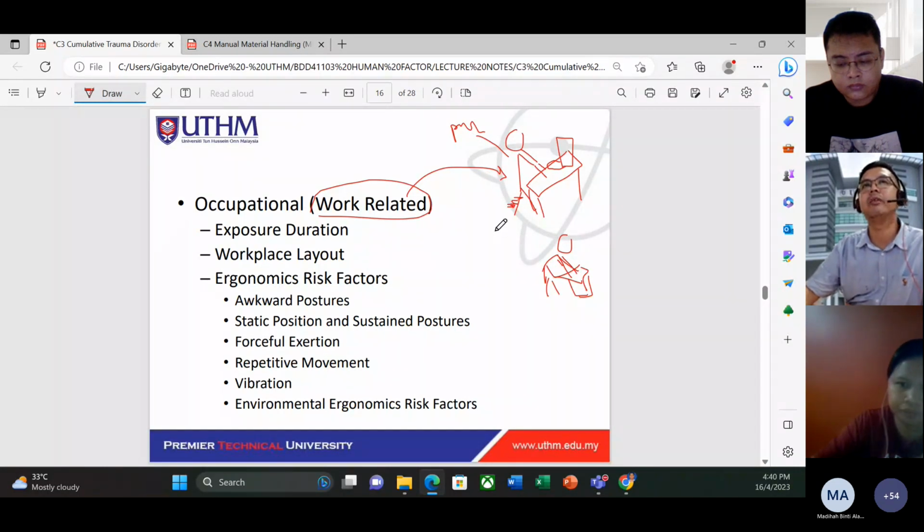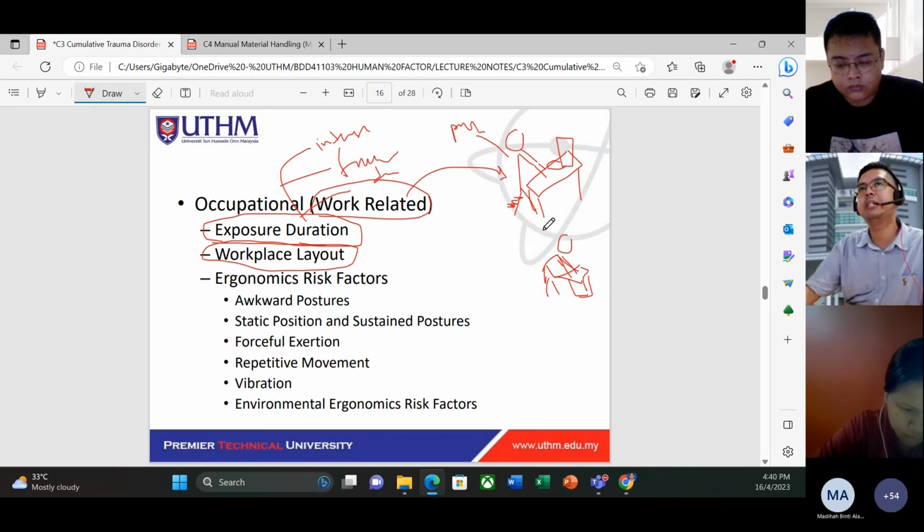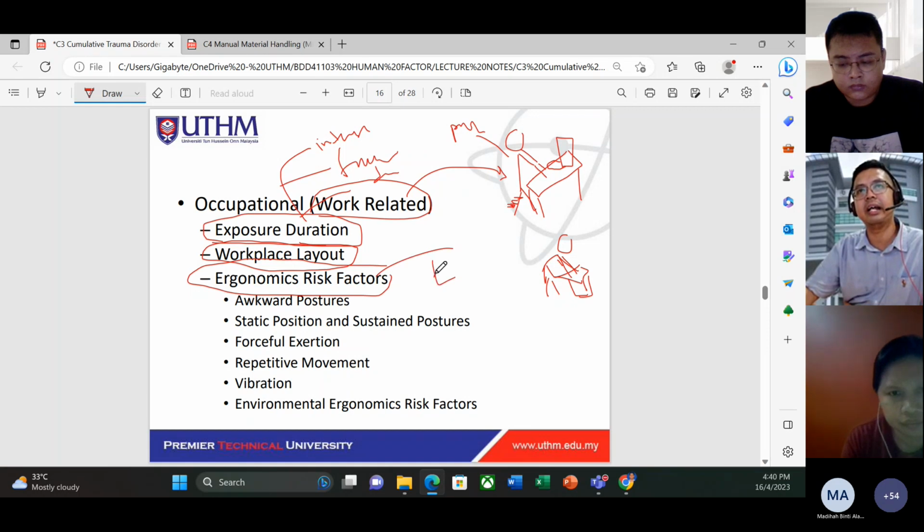We want to relate. So we want to look at the exposure duration, as I mentioned earlier. So we look at intensity, frequency, and also the duration factors. And this is based on workplace layout. We want to look at the job design, whether it is designed for sitting or standing, and the most important thing is the ergonomic risk factor. We call it ERF.